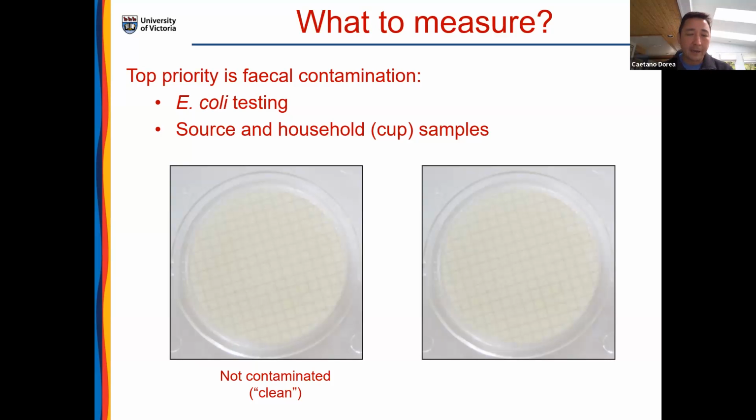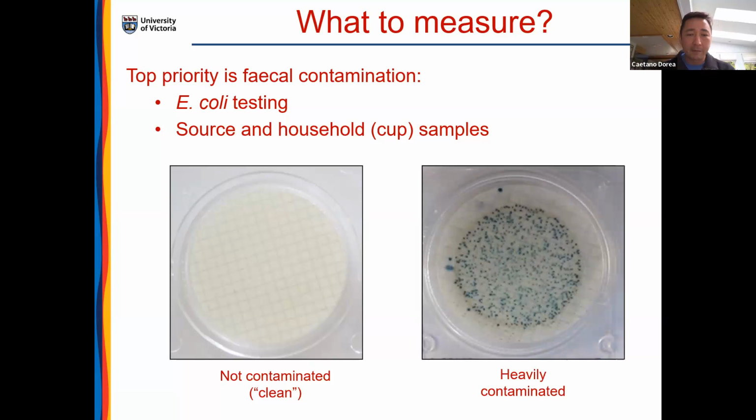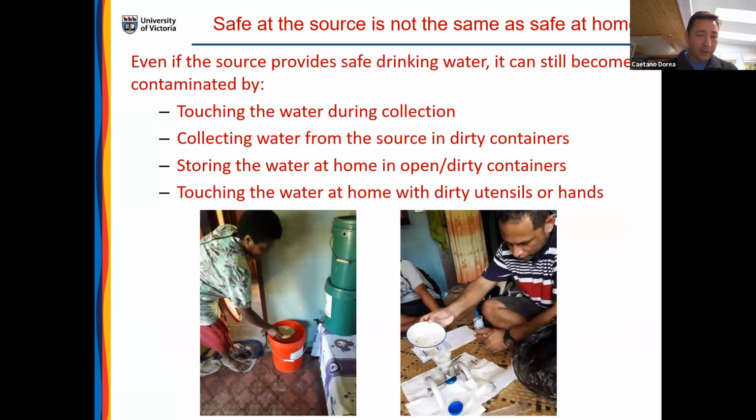Typically in these surveys, we collect 2 samples, one from the source and one from the household. The household is your point of consumption, and we want to know what people actually drink. The data coming from the source is what we're going to use for the safely managed drinking water service. Typically we would like to see our plates completely clean, as we see on the left, but many times we might find they're heavily contaminated. That's what we're measuring. We're measuring these colonies, and there's a technique that goes with that, which I'll go through here.